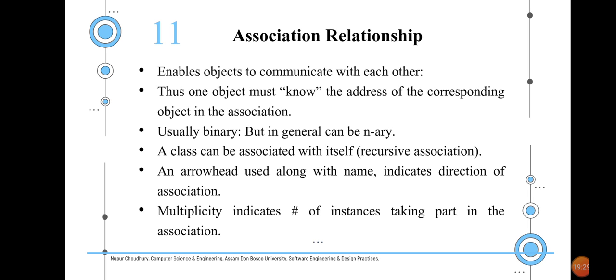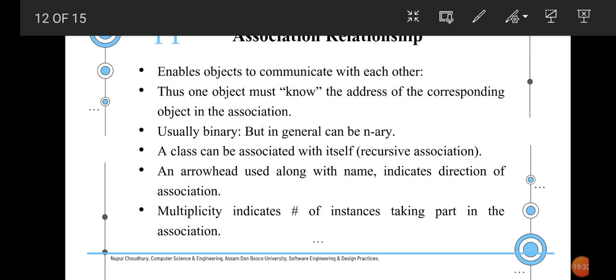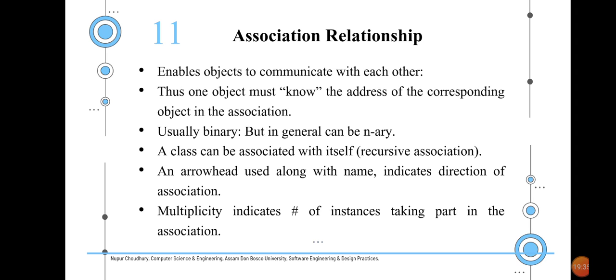So the next association we will be talking about is the association relationship, and it enables objects to communicate with each other. Association is basically a simple type of relation where one object must know the address of the corresponding object in the association. Generally it is a binary representation, but in general it can be n-ary. N-ary can be 1, 2, 3. So any type of association is possible.